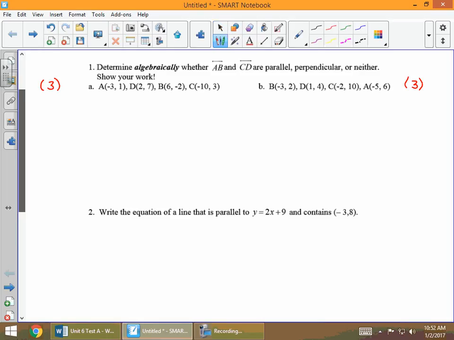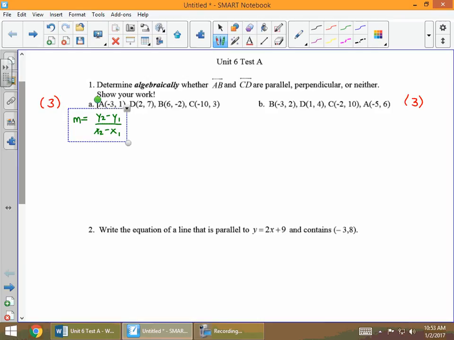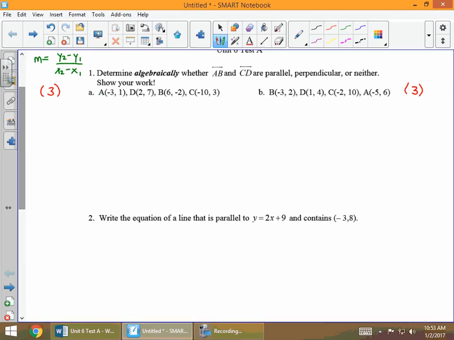And it says determine algebraically whether AB and CD are parallel, perpendicular, or neither. In order to do this, you needed to know that the slope is what we're looking for. We're looking at slopes, and the slope is y2 minus y1 rise over x2 minus x1, which is the run. So that's going to be the premise to both of these problems. So let's take a look at the slope of AB first. So I have to find AB, segment AB.